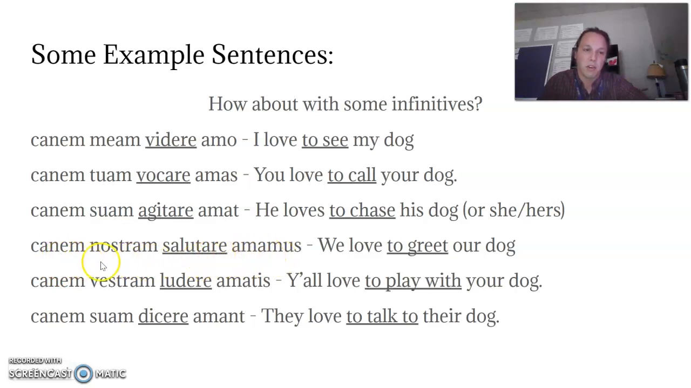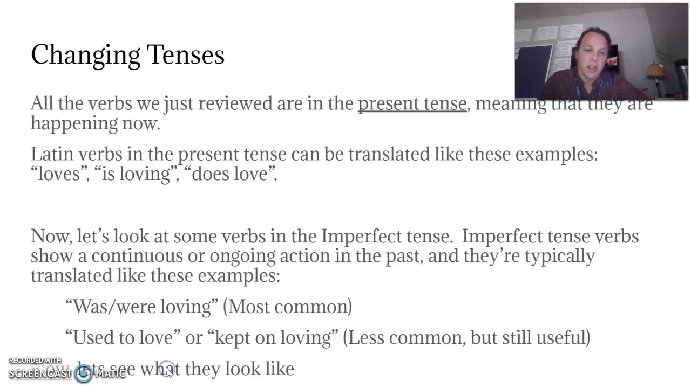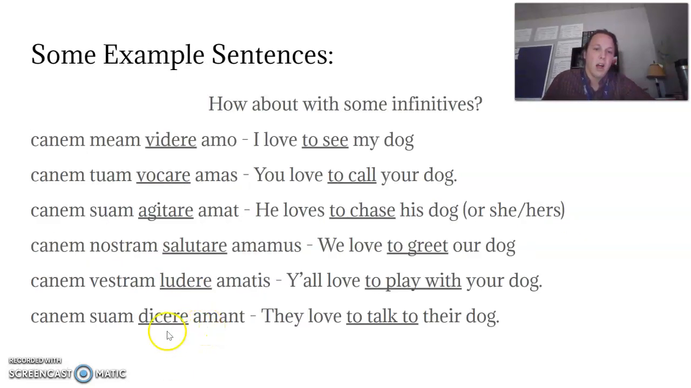We love to greet our dog. Y'all love to play with your dog will be canem vestram ludere amatis. Y'all love to play. And then lastly, canem suam dicere amant. They love to talk to their dog. The nt means they, dicere, to speak.